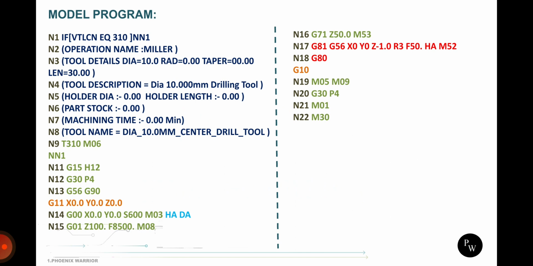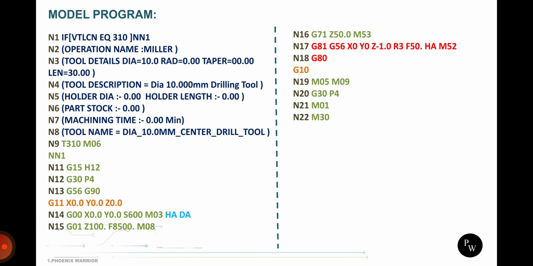So the next one is G01 Z100, feed rate 8500, M08. Feed rate 8500 is very fast, because we can save the time, so that's why they are giving a feed rate of 8500 and coolant on. So Z100 is an approach move, not an engage. It's an approach move at a safer distance, a second level approach move. So after that, G71 M53.